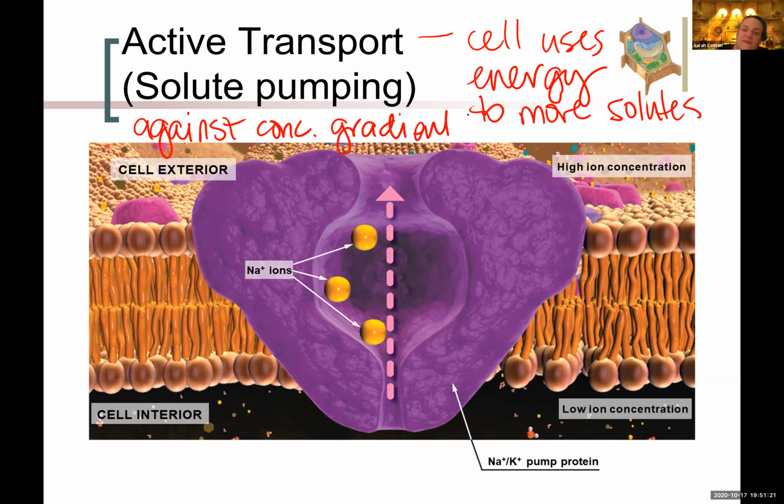Meaning that it's being pumped from low to high, right? See how the arrow is pointing that way? Okay. And so the only way that can happen, I just went all Minnesota for a second. Oh my.